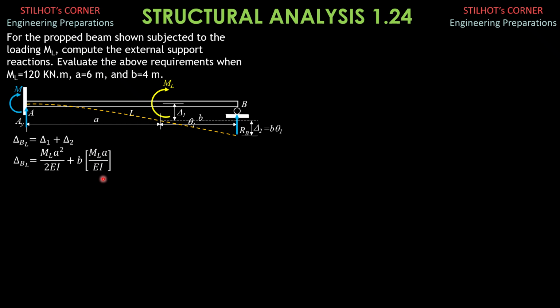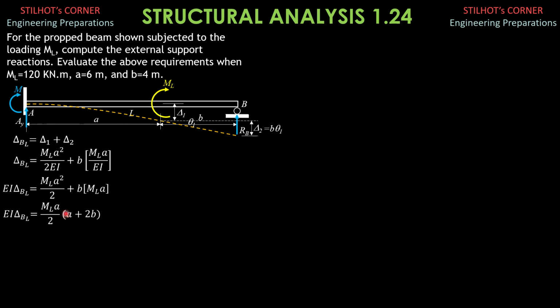So EI delta B due to the load is equal to, factoring out ML, let's simplify first: MLA squared over 2 plus B times MLA. Factoring out MLA over 2, so EI delta B due to the load is MLA over 2 quantity A plus 2B.